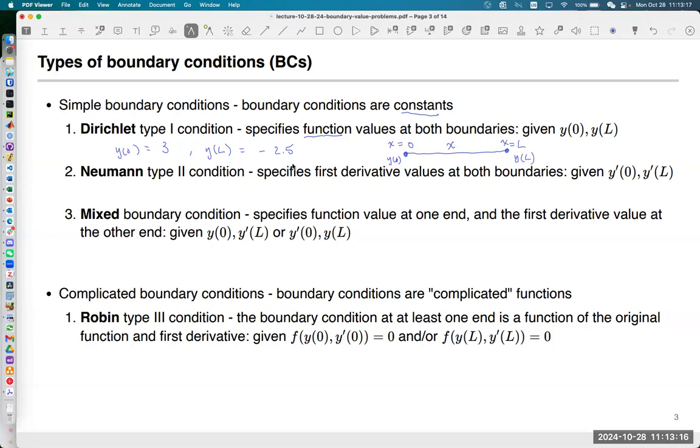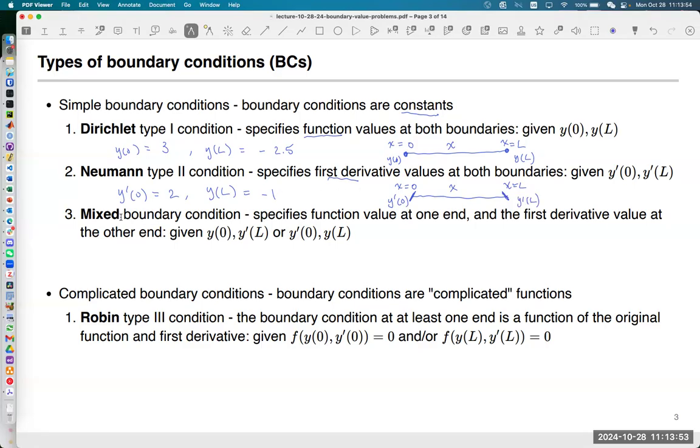We also have type 2 boundary conditions where we specify the first derivative at both the boundaries. So for example, we can know y prime of 0 equals a constant, and then y prime of L equals some other constant. For this, you can think of it similarly on an interval x. When x is equal to 0, we don't know the point, but we know the slope at the point, so y prime of 0. And on the right, x equals L, we also don't know the point, but we know the slope at that point, so y prime of L.